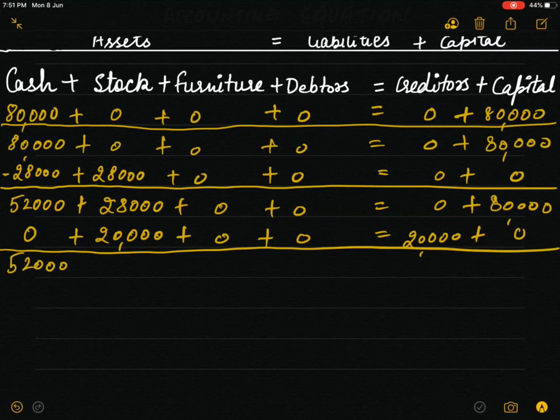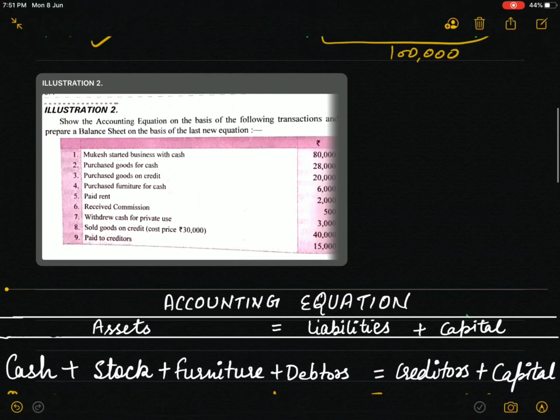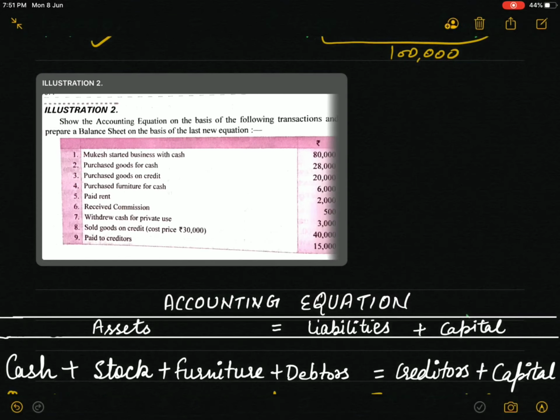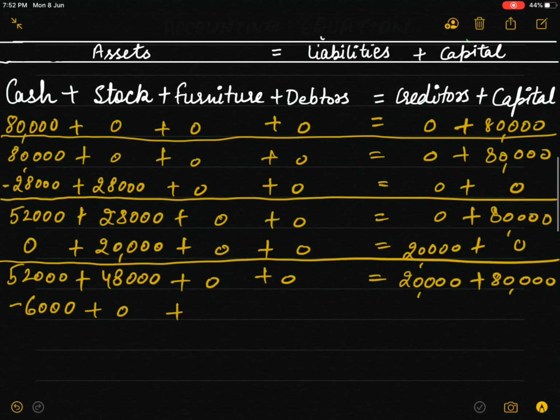Total is 48,000. 20,000 plus 80,000. The next transaction is transaction 4: purchase furniture for cash. Furniture is coming in and cash is going out from the business, so minus 6,000 from the cash. No effect on stock, and under furniture 6,000.